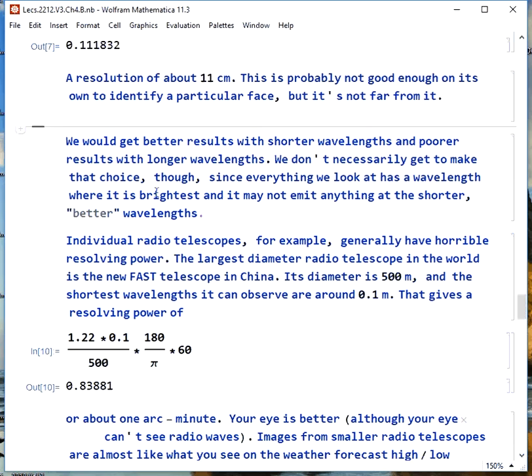We could get better results if we had shorter wavelengths and poorer results with longer wavelengths, but you have to keep in mind we don't often have that choice. For example, we can't look for people in the ultraviolet or the radio range because that's not what they emit. We have to look at whatever the object emitting is brightest at, whatever its peak wavelength is. That's the smart thing to look at.